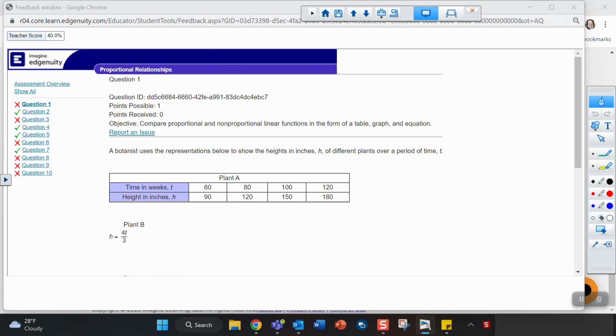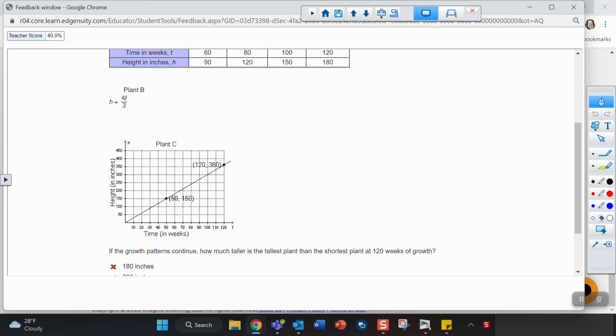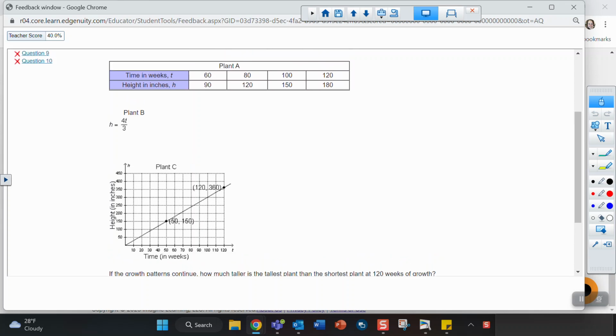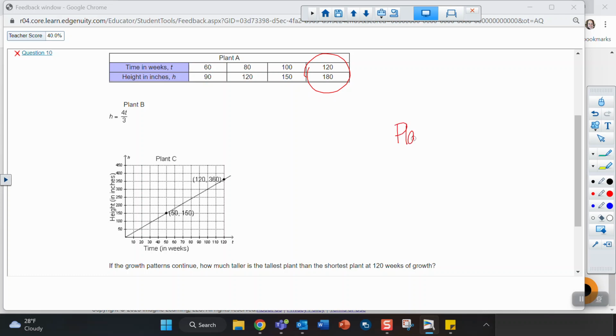So remember in this first example, we were given 3 different plants: plant A in the table, plant B is the equation, and plant C on the graph. It was asked, if the growth pattern continues, how much taller is the tallest plant than the shortest plant at 120 weeks of growth? So we looked at plant A, and B and C. Plant A is at 180, looks like it's in inches, and this is height.